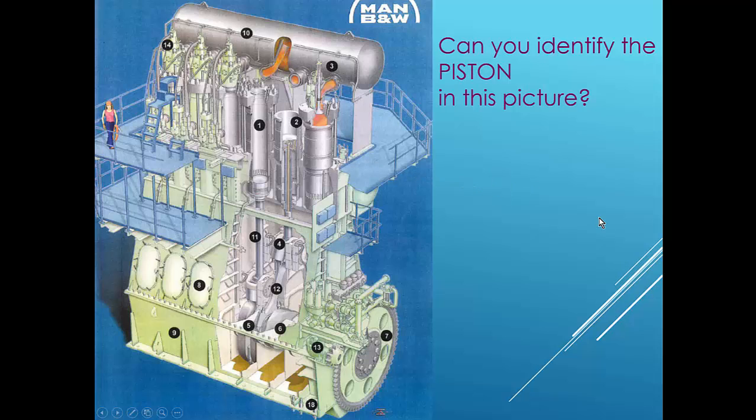Okay, so there is the cylinder. Okay, how about the piston? Can you identify the piston in this picture? Well, yeah, if you have the cylinder, you have the piston, but actually it's 2 here. Here you have a cylinder as well and a piston, a half view of it there. So yeah, there is the piston.